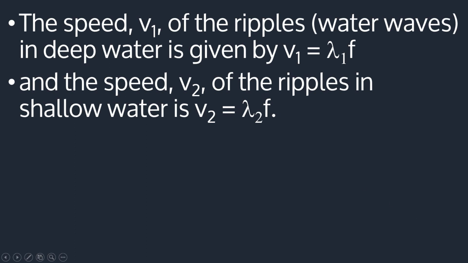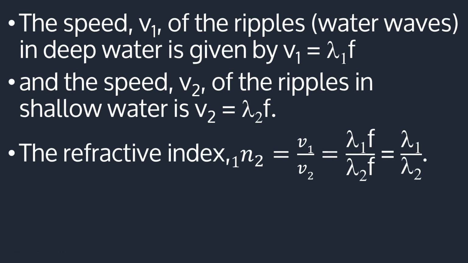Remember, f is constant. If you remember, the refractive index n for waves moving from medium 1 to medium 2 will be the velocity of that wave in medium 1 divided by the velocity of the wave in medium 2, which is v1 over v2. But v1 was lambda 1 f, and v2 was lambda 2 f. When you divide, the f and the f will cancel out. So we are going to end up with lambda 1 over lambda 2.